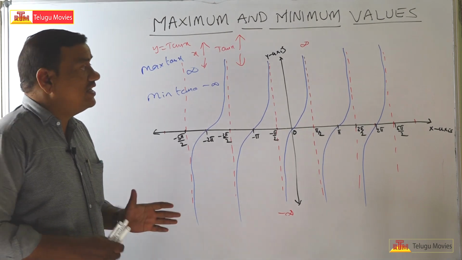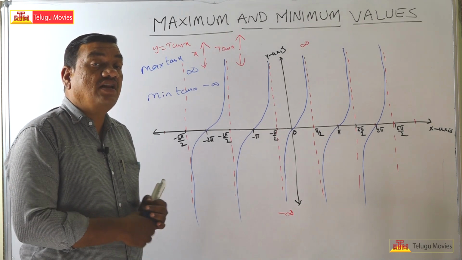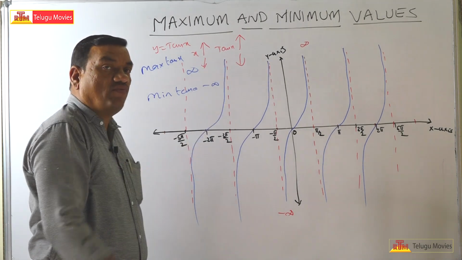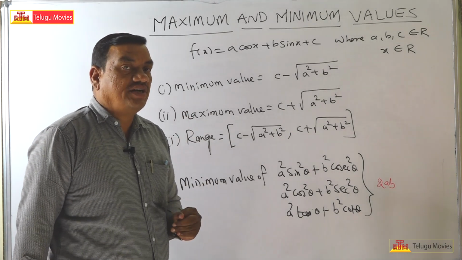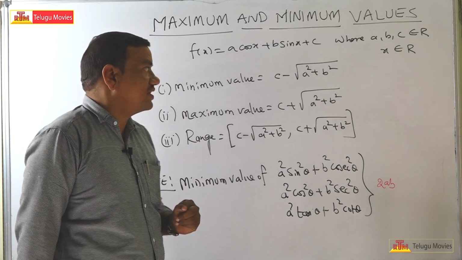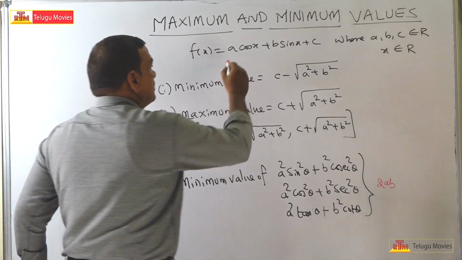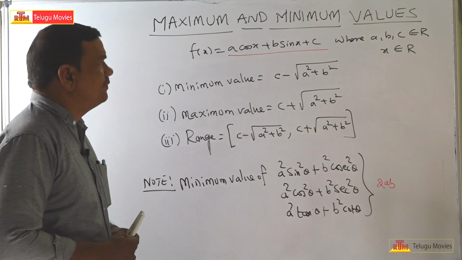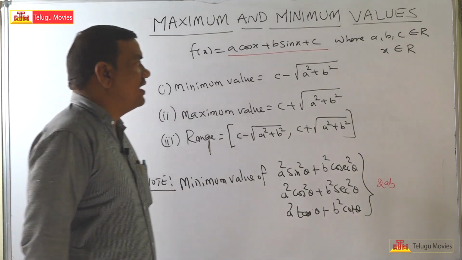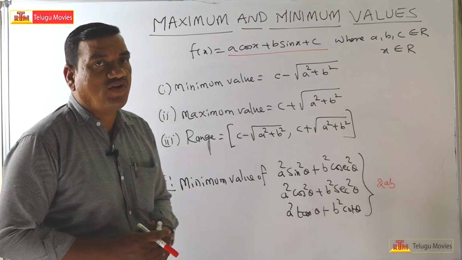So let us see some standard fundamental trigonometric functions, their maximum value and minimum value. Some special type of functions: this function is a cos x plus b sin x plus c, where a, b, c are real numbers and x is also a real number, because the domain of sin x and cos x is the set of real numbers.